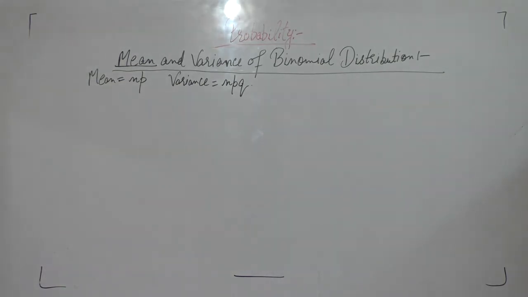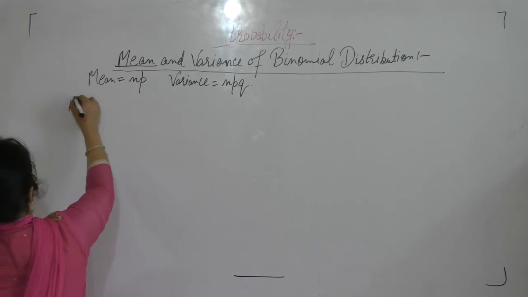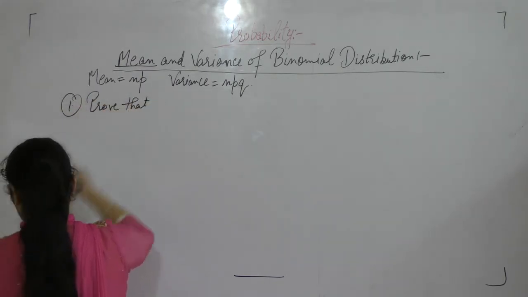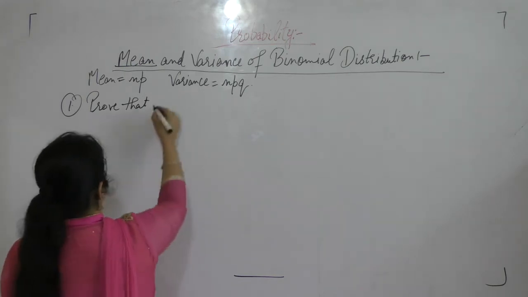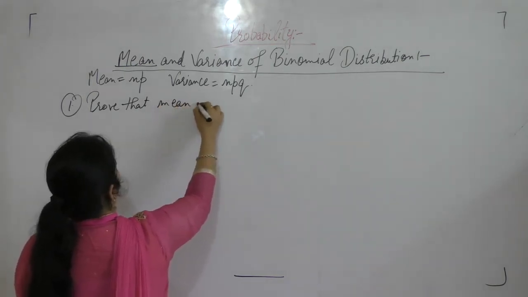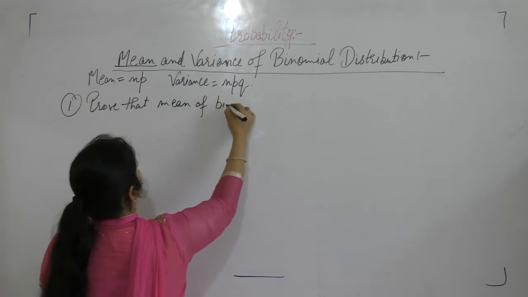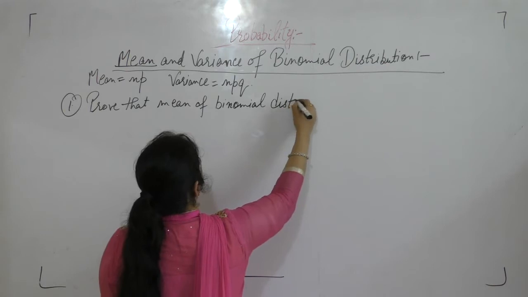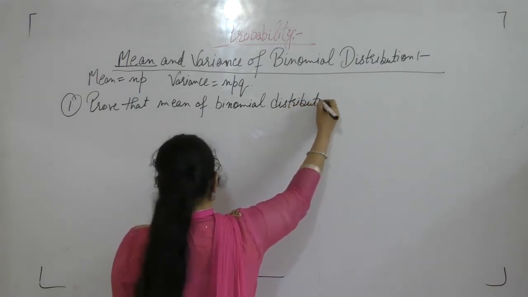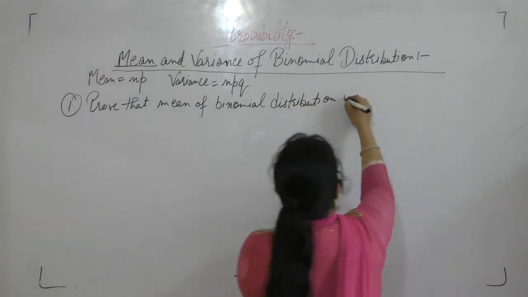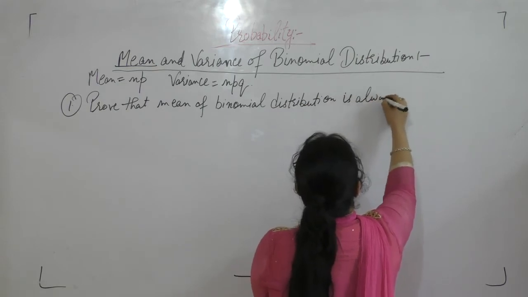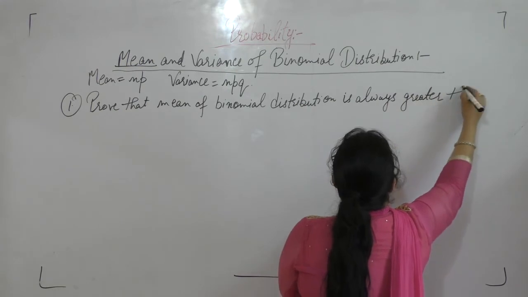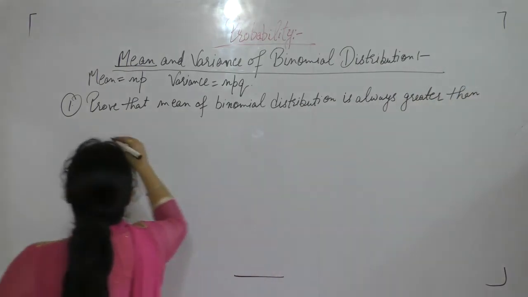First is prove that mean of binomial distribution is always greater than variance.